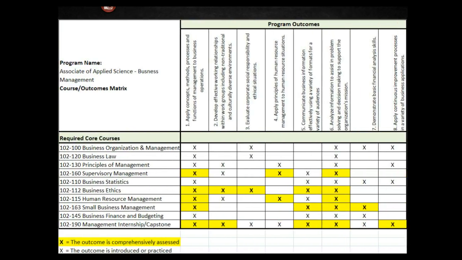Here's an example of another way to map the curriculum. You might want to look at the program outcomes in relationship to the courses in the program. In this example, the highlighted boxes with bold X's indicate where the outcome is comprehensively assessed, and the non-highlighted box with the X indicates where the outcome is introduced or practiced. So this might give you some information that, when coupled with student performance on the assessments, would help you make some decisions.